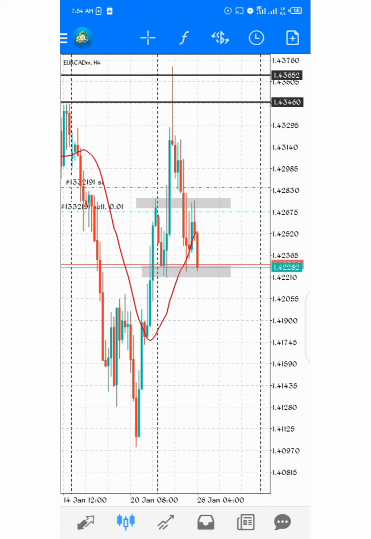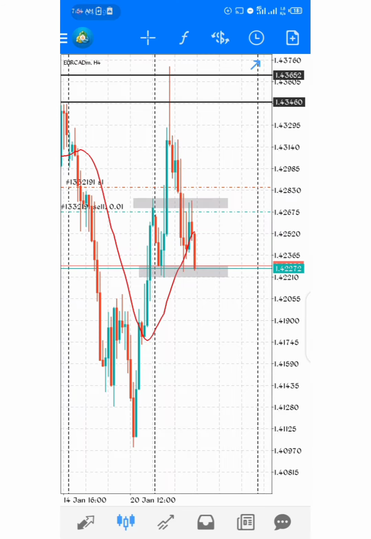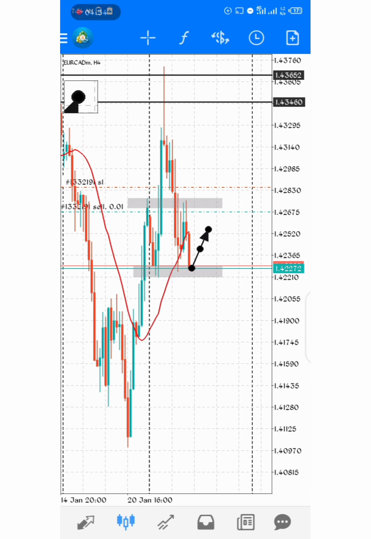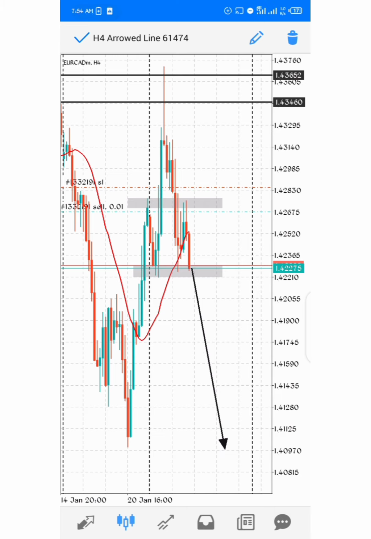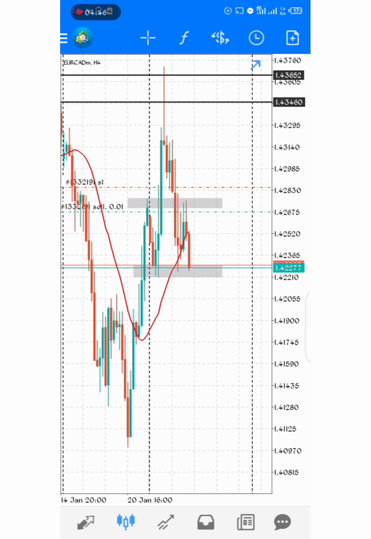Sorry for that. Let's go back to the chart. So you can see there is support. So price might rally up a little bit, something like this, before continuing to the downside. What I'm actually expecting to happen is this.